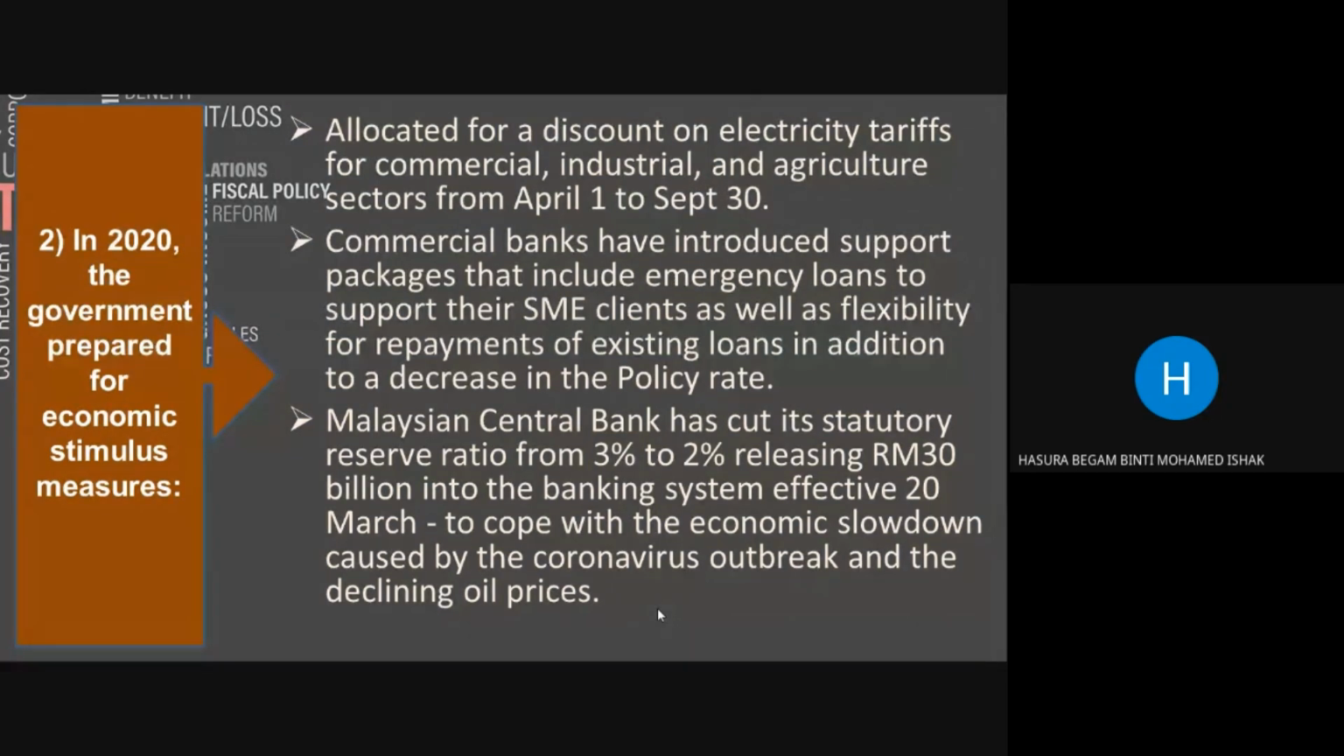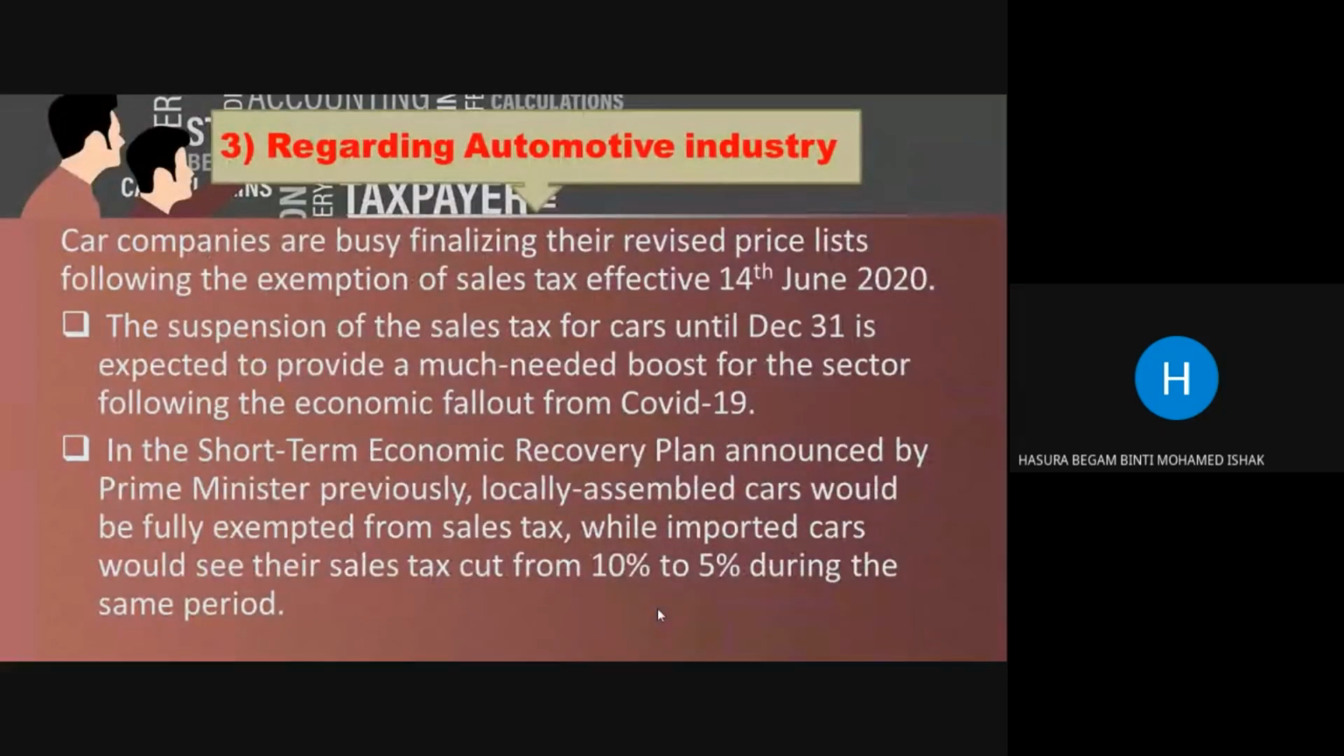Malaysia's central bank also cut its statutory reserve ratio from 3% to 2%, releasing RM 30 billion into the banking system effective 20 March, to cope with the economic slowdown caused by the COVID-19 outbreak and the decline in oil prices. So the third news is regarding the automotive industry.